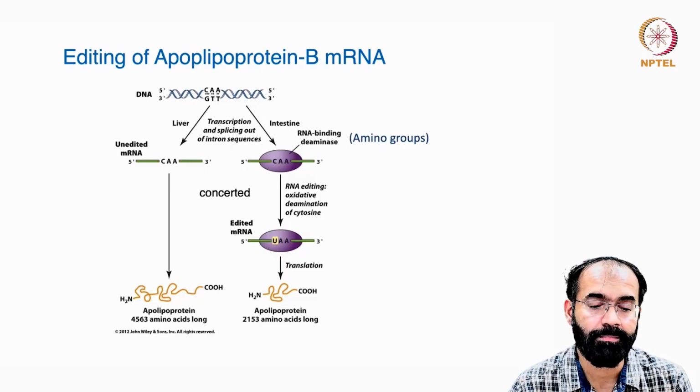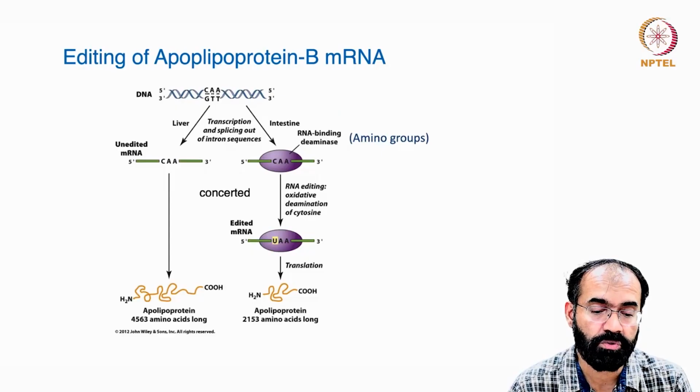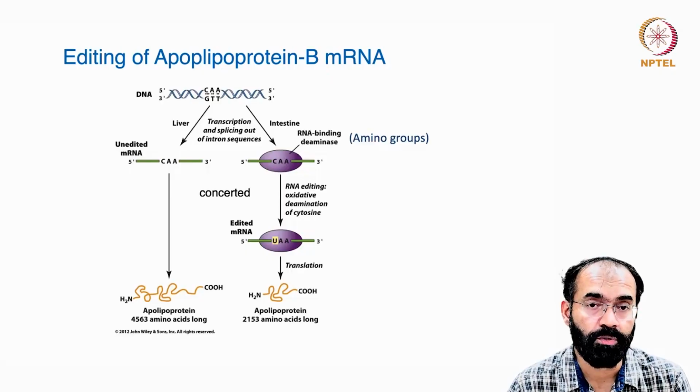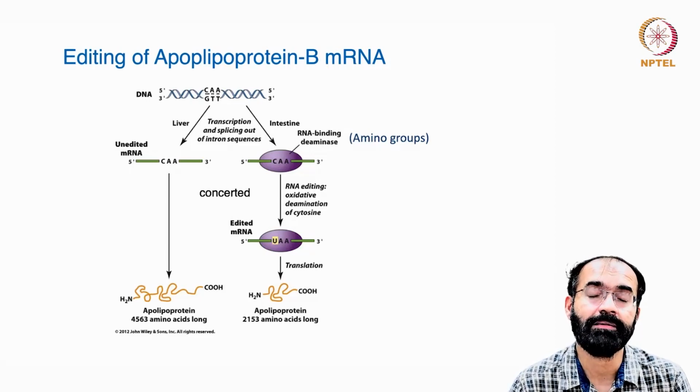So the codon became a stop codon, and the UAA presence will terminate the apolipoprotein. So actually it should be 4563 amino acids long if the CAA codon was intact, but because of this RNA editing, C became U. You have an apolipoprotein which is 2153 amino acids long, which can function in the intestine. Don't think this is by accident, because both tissues need an apolipoprotein. The liver needed a larger version, whereas the intestine needed a shorter version, because they are totally different tissues. So RNA editing becomes handy.